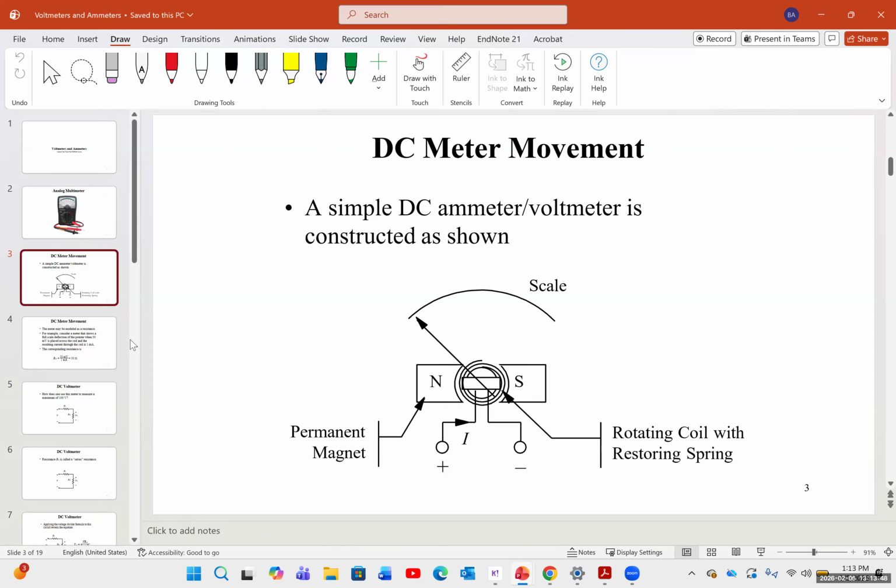Do you have any questions about the ammeter or voltmeter? No? Okay. Yes, please.